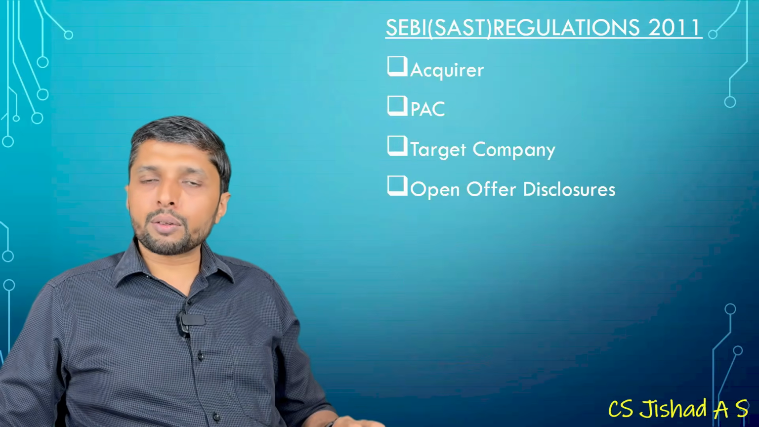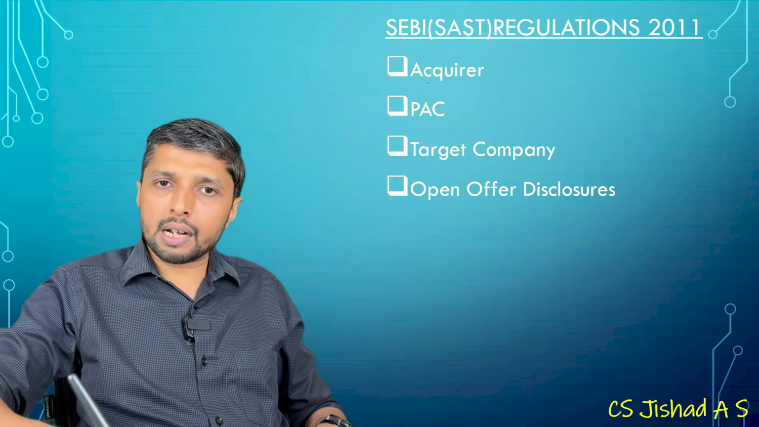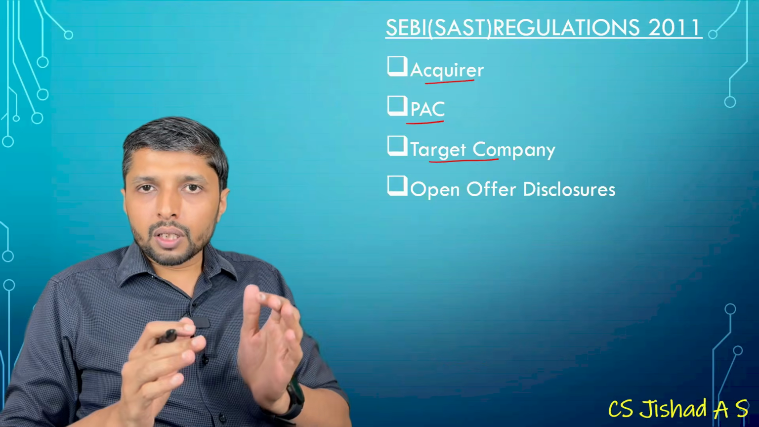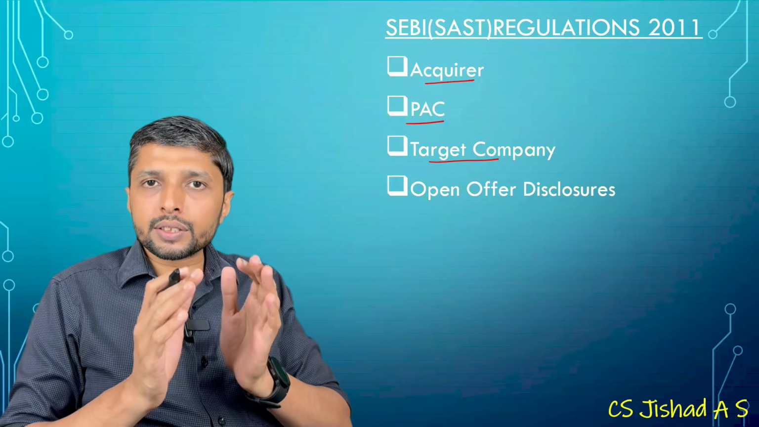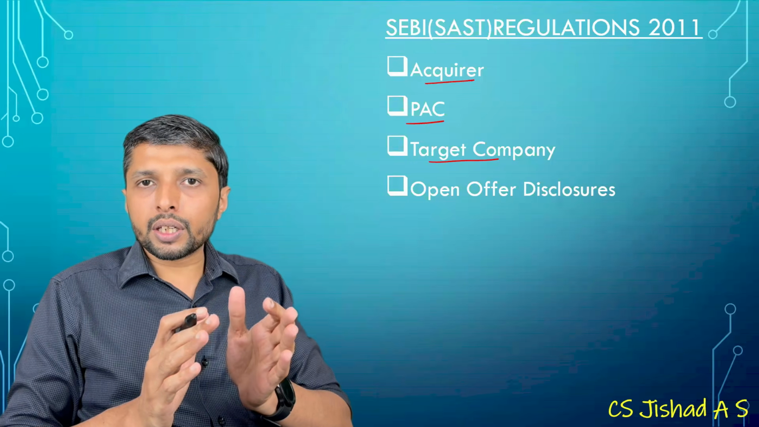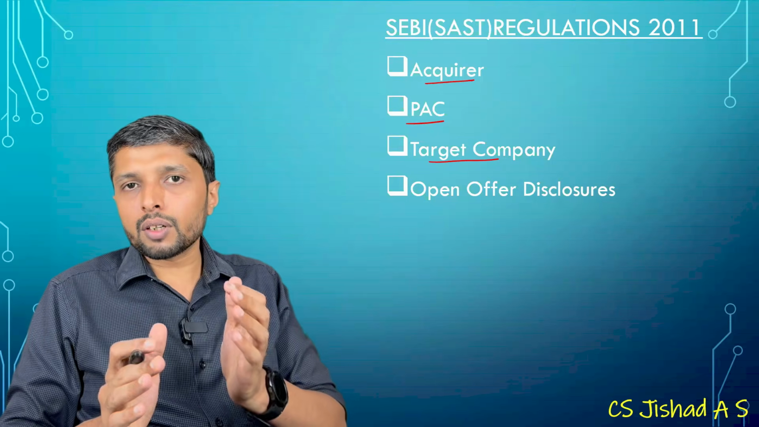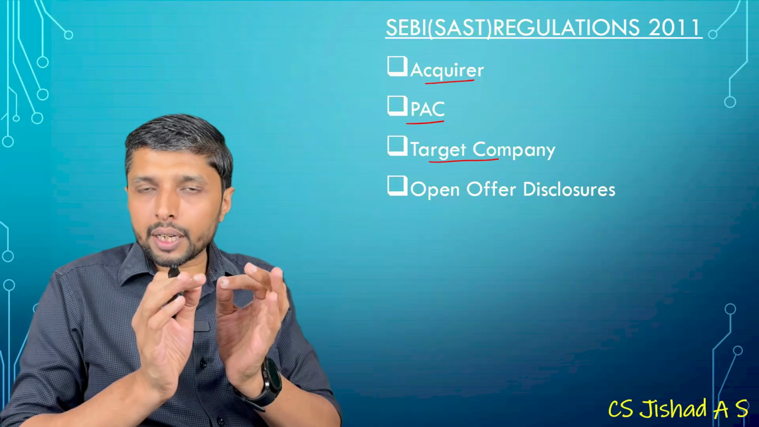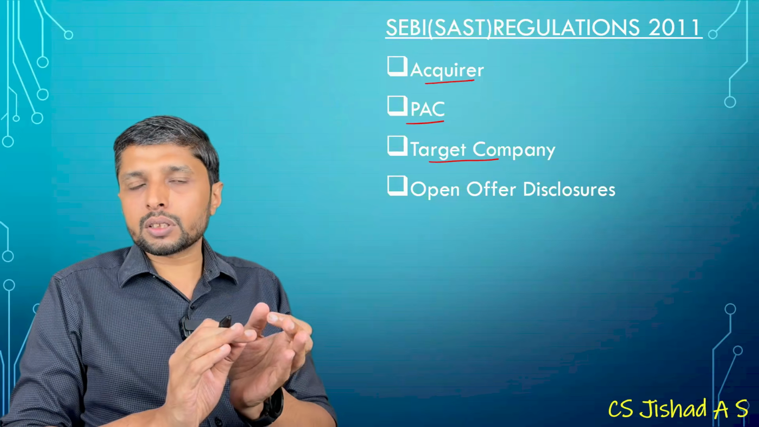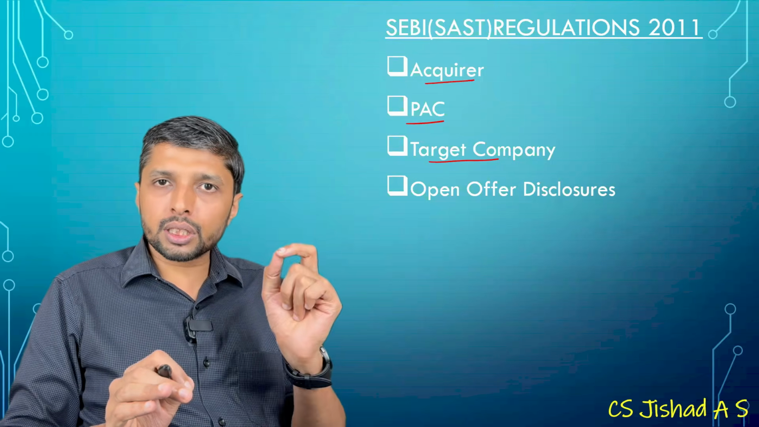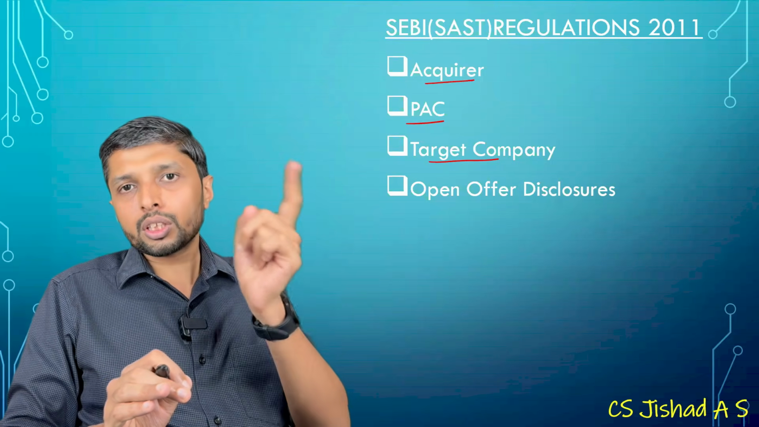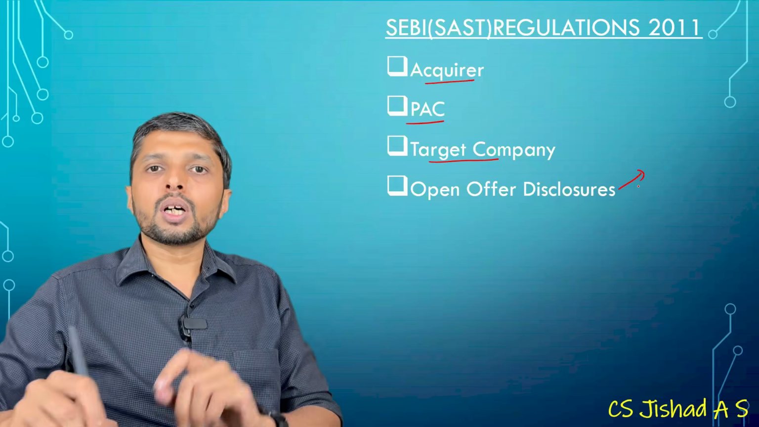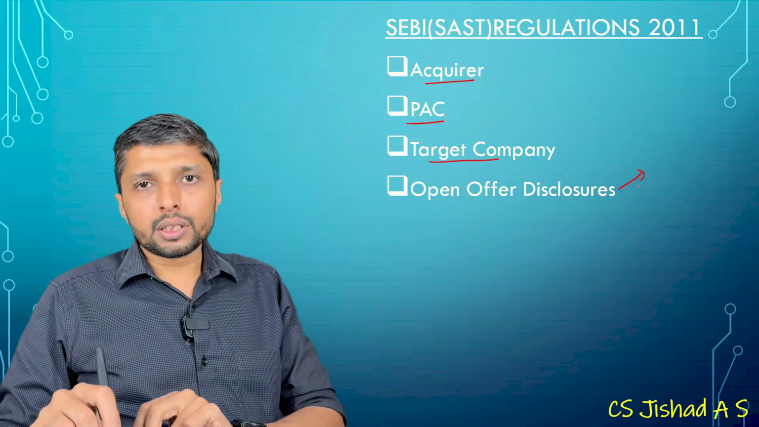Then substantial acquisition of shares and takeover regulation, we have the terms like acquirer, person acting in concert, and target company. So when the acquirer plus PAC acquires 25 percent or more of shares or voting powers in target company, or if acquirer plus PAC holds less than 25 percent in target company and an acquisition will entitle them to exercise 25 percent or more, they have to give an open offer of 26 percent, subject to non-public promoter shareholding limit of 75 percent.